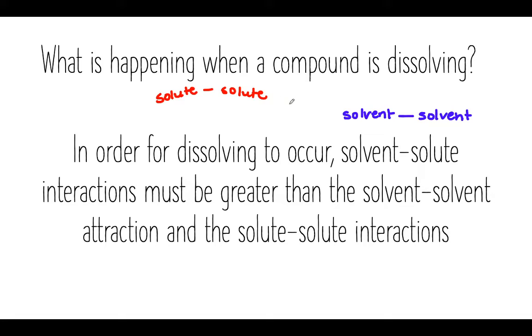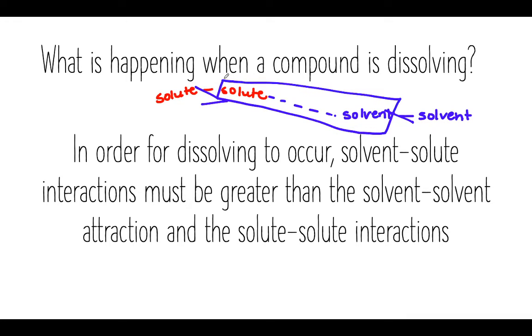When you're attempting to make a solution, it only becomes a solution, it only dissolves, if the interactions between the solute and the solvent are stronger than the solvent-solvent and the solute-solute interactions, right? So in order for dissolving to occur, the solvent-solute interactions must be greater than the solvent-solvent interactions and the solute-solute interactions. So you are essentially allowing for this interaction to occur. And when you've got enough strong solute-solvent interactions, that's what allows for dissolving to take place.